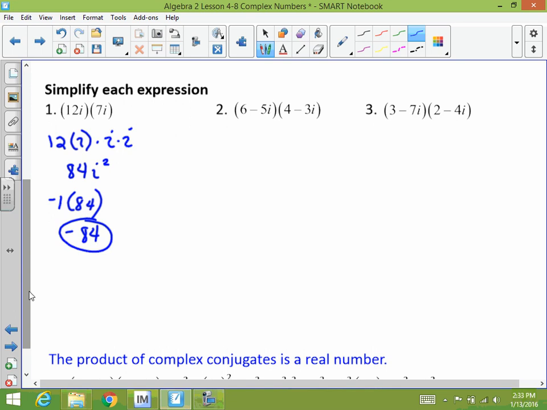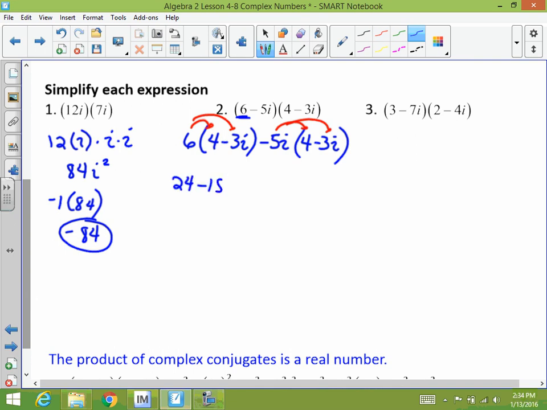Problem 2 here, we're going to have to use the distributive property, because I have a binomial times a binomial. So remember, it's the first number and everything times the second parentheses, so 6 times parentheses 4 minus 3i, minus 5i times 4 minus 3i, and I'm just going to distribute. I'm going to end up with 6 times 4 is 24. 6 times negative 3i is negative 18i. Negative 5i times 4 is negative 20i. Negative 5i times negative 3i is positive 15i squared.